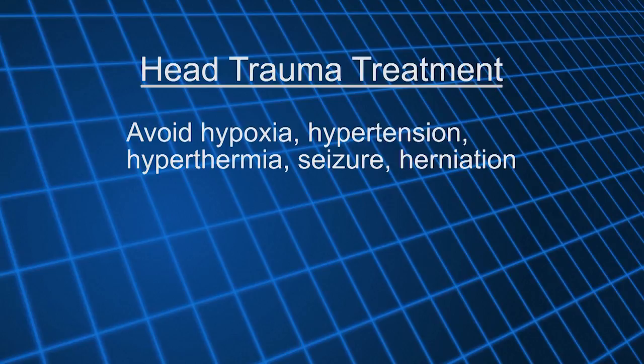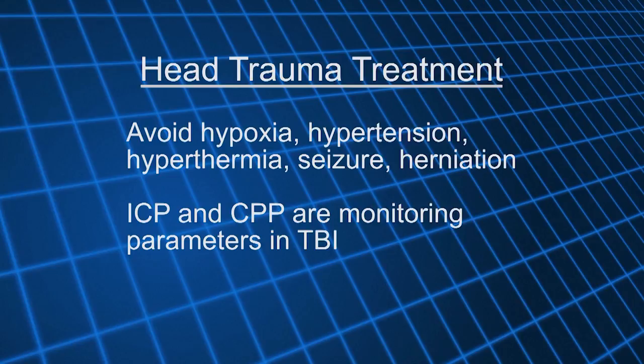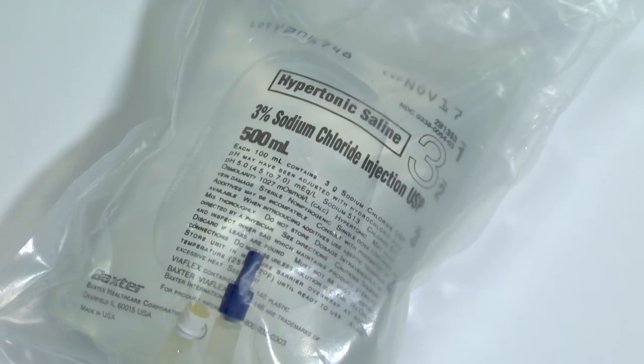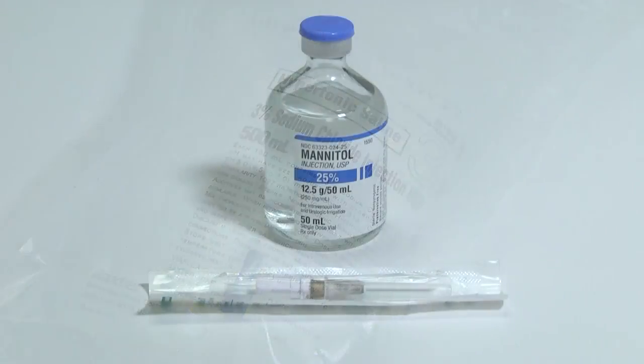hyperthermia, seizures, and herniation. Intracranial pressure, or ICP, and cerebral perfusion pressure, or CPP, are used as monitoring parameters in the treatment of traumatic brain injury. Severity is classified using the Glasgow Coma Scale to evaluate neurological status. At Children's of Alabama, hypertonic saline and mannitol are the two agents commonly used to treat closed traumatic head injuries.